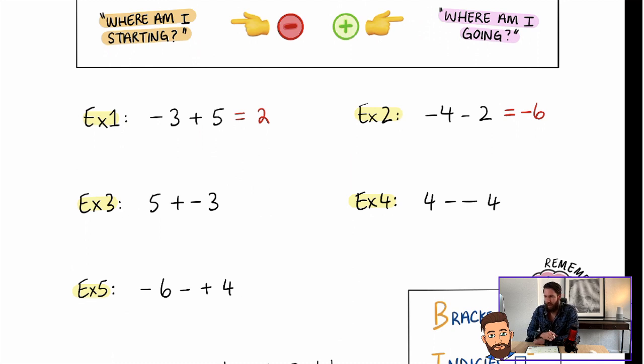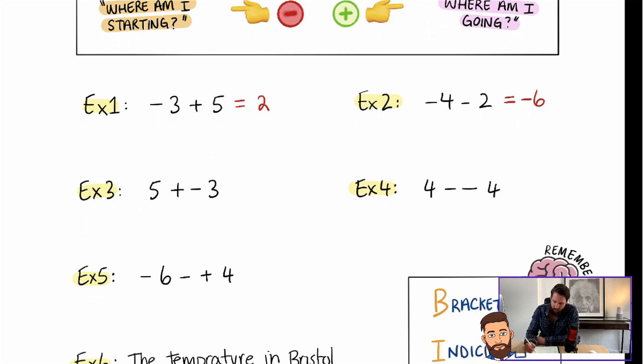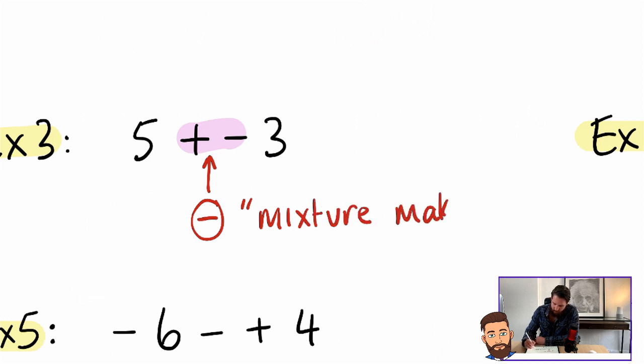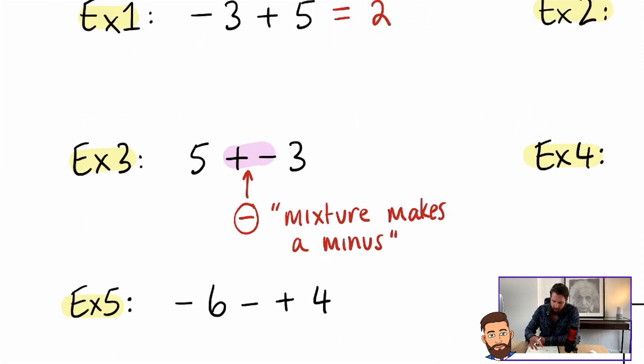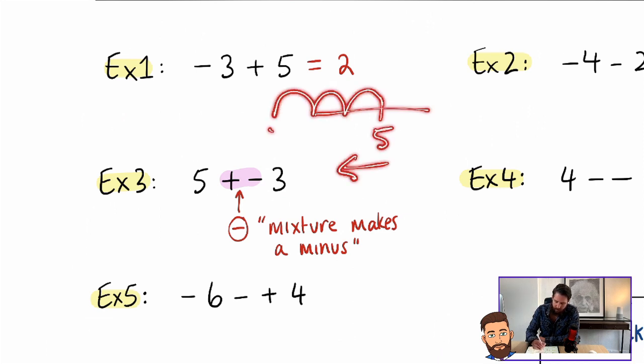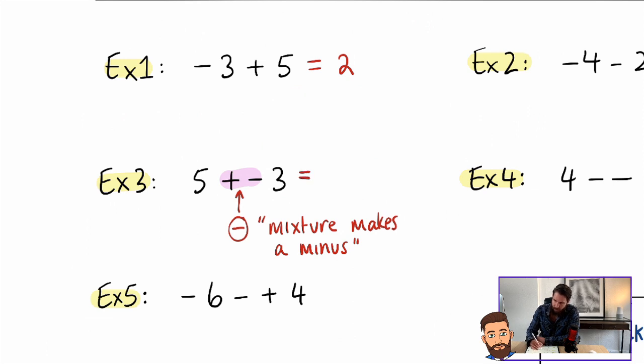Now this is where things get a bit tricky for students. They always get a little bit confused as to what that means. Well, you need to remember that a mixture makes a minus. If you've got two signs next to each other that are different, that means it's a minus. A mixture makes a minus. So what is this saying? It's saying I'm starting at 5 and I'm taking away 3. If I start at 5 and I take away 3, I go left. That's going to take me down to 2. So the answer to this would be 2.